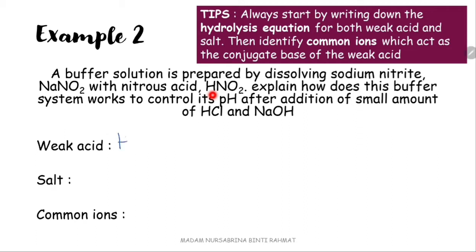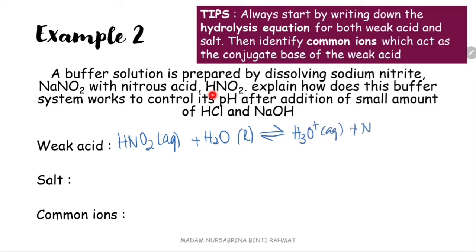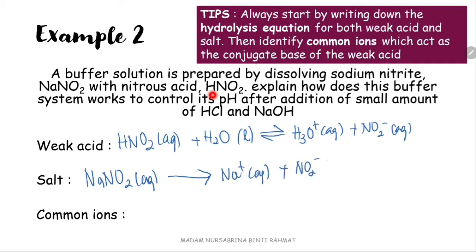So our weak acid is HNO2. Write down the hydrolysis equation of our weak acid in water, which partially dissociates because it is a weak acid, so we use a reversible arrow. That means a reversible reaction. So we are going to produce H3O+ plus NO2-. Then we write down the dissociation equation for our salt, which is a complete dissociation. NaNO2 goes completely, so we use a single-headed arrow, to produce Na+ plus NO2-.